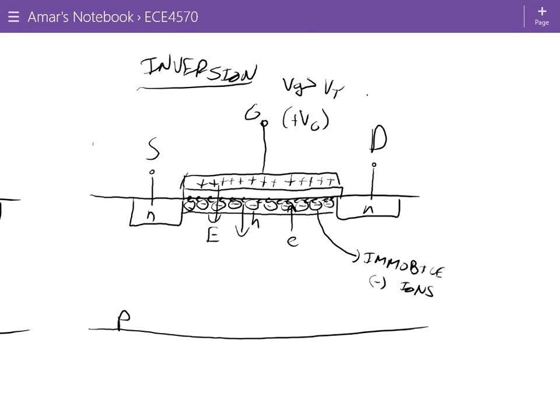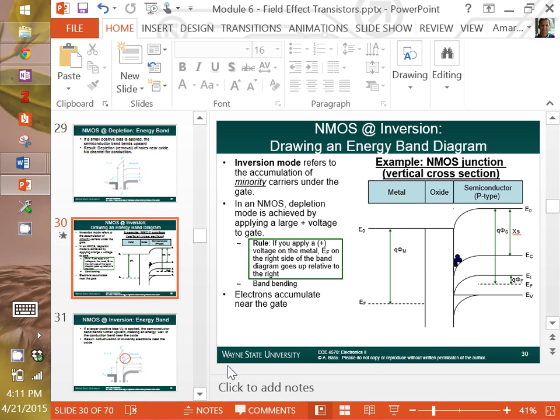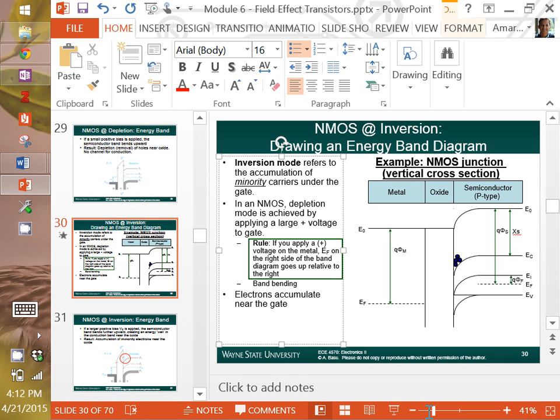So looking at inversion now in terms of the energy band diagram. Inversion mode refers to the accumulation of minority carriers under the gate. In an NMOS, inversion mode is achieved by applying a large positive voltage to the gate. The gate voltage is greater than the threshold voltage. We're going to figure out how to calculate the threshold voltage later. For now, just draw the energy band diagram. If you apply positive voltage on the metal side, EF on the right side of the diagram goes up relative to the left. Let's make this correction again on the notes.